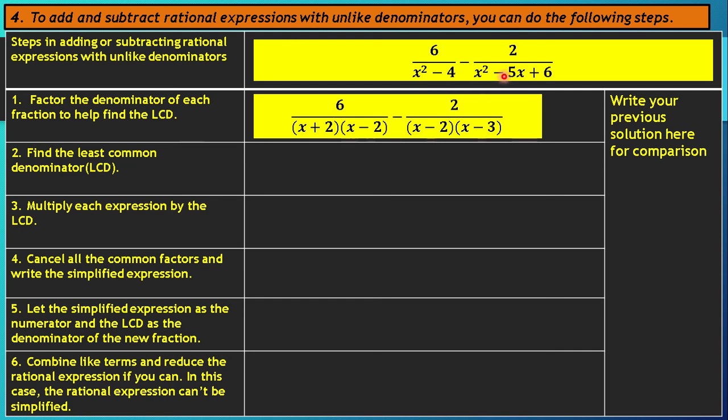Yung denominator naman ng second fraction natin, x squared minus 5x plus 6. This one is not an example of a difference of two squares kasi this is a trinomial. Mayroon siyang tatlong terms. 1, 2, 3. Although it's not a difference of two squares, we can also factor it out. So, ang i-consider natin dito ay yung last term, yung constant term na nandito, 6.